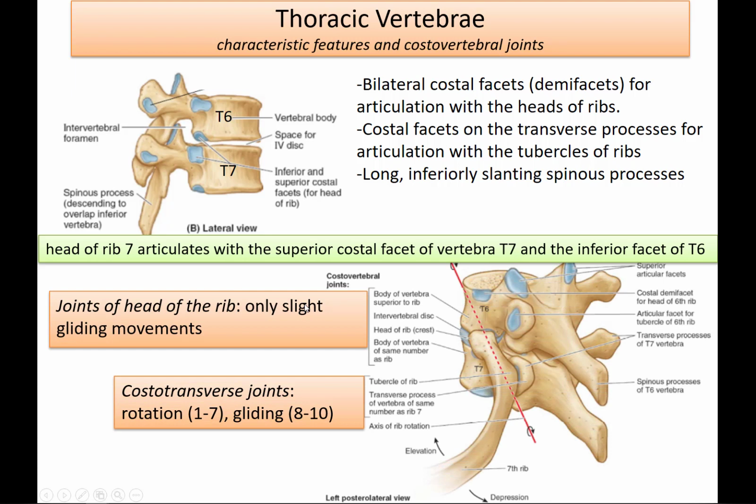If we have a look at the joints of the head of the rib, there are only slight gliding movements possible here, and the costotransverse joints will allow a little bit of rotation between ribs 1 and 7, and more gliding between 8 and 10. The reason why a little bit of motion has to be possible at the joints of the heads of the rib and the costotransverse joints is exactly that our thorax does provide a safe cage, basically, but it has to be able to expand and reduce or get smaller a little bit when our lung capacity has to be maximized.